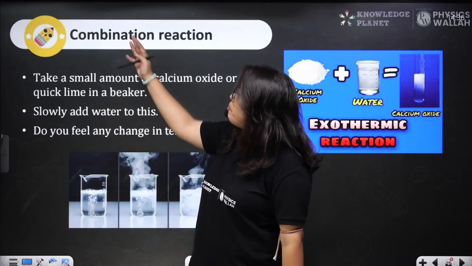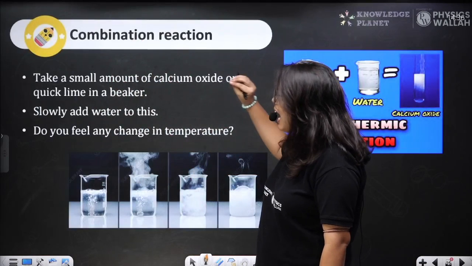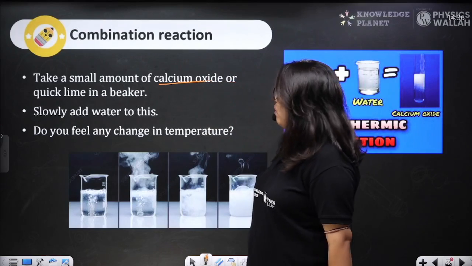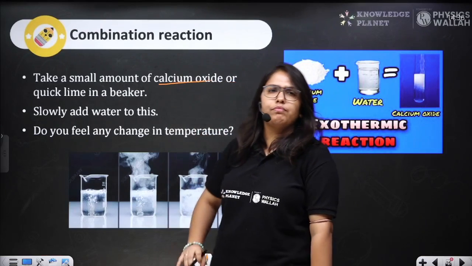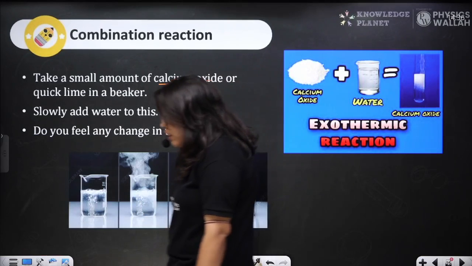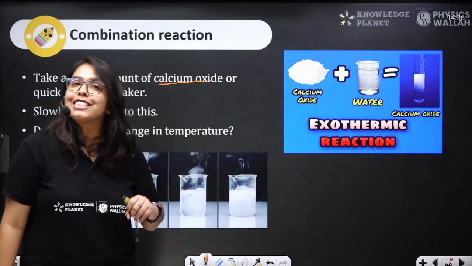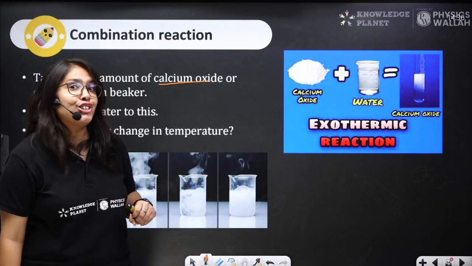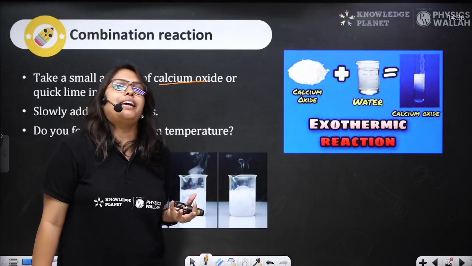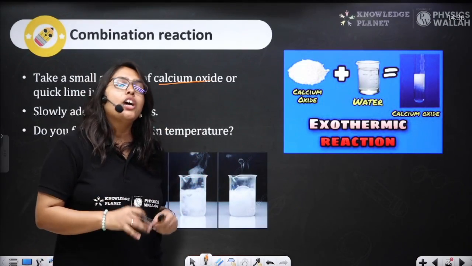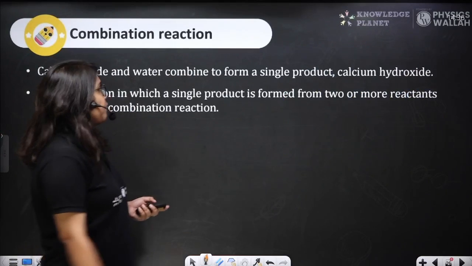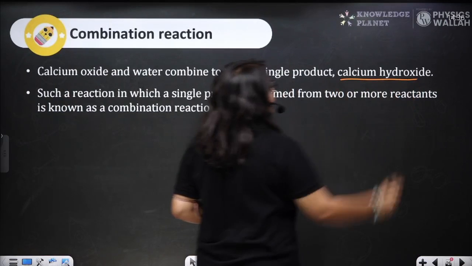Starting with combination reaction, I will start with a small example. You take calcium oxide, or quicklime, in a beaker, and to this you add water. What happens? We have already seen this reaction in the case of change in temperature. When you take calcium oxide, which is nothing but quicklime, and you add water to it, what you get is slaked lime, which is nothing but calcium hydroxide.